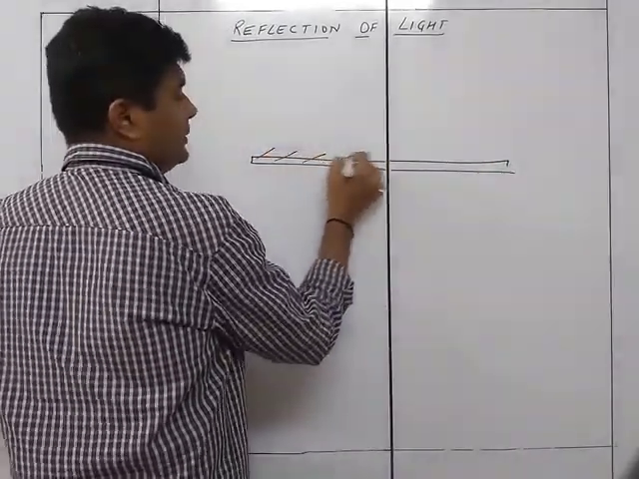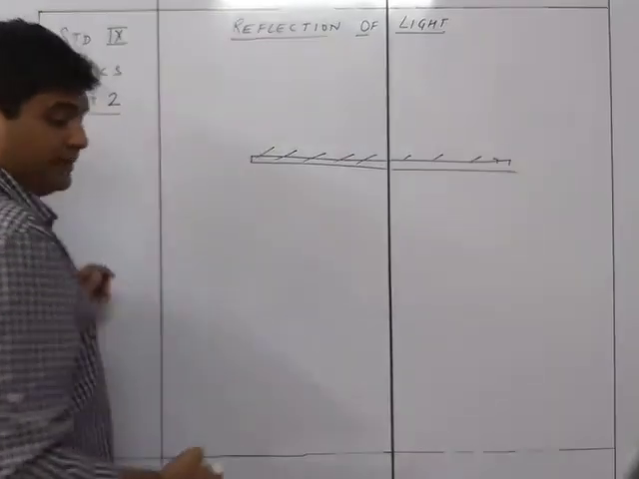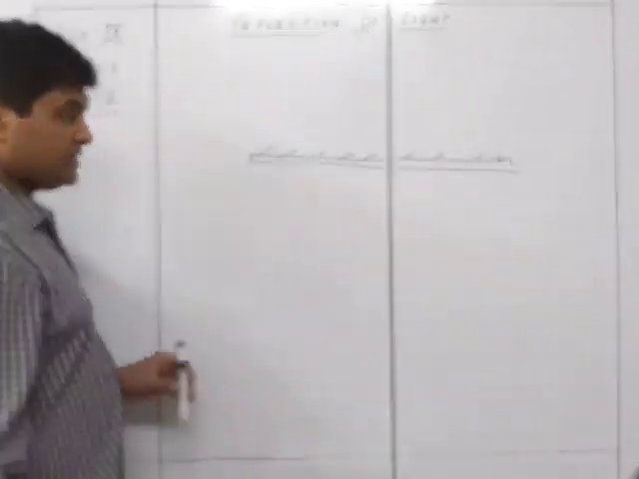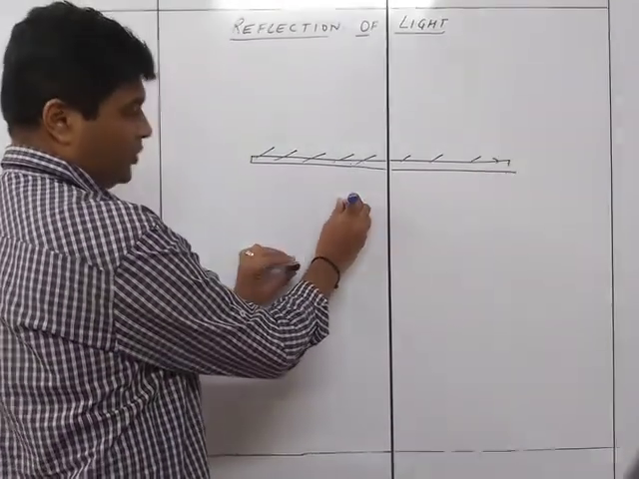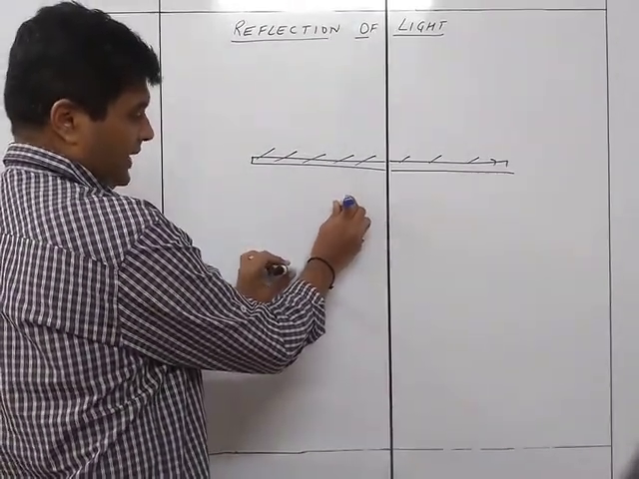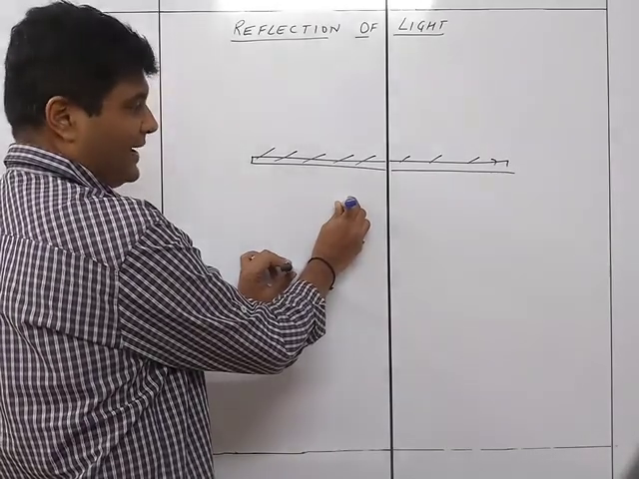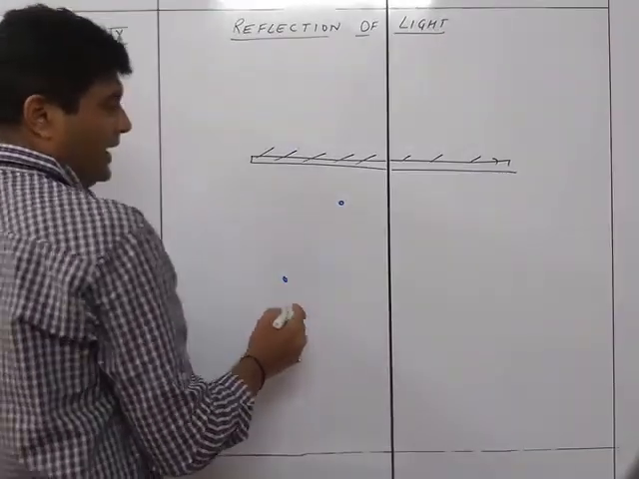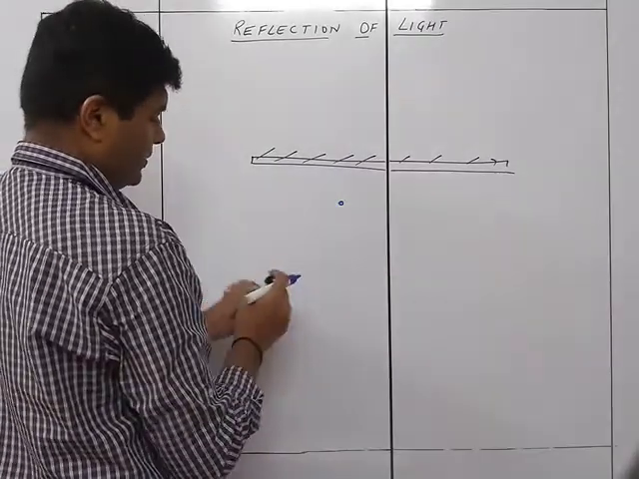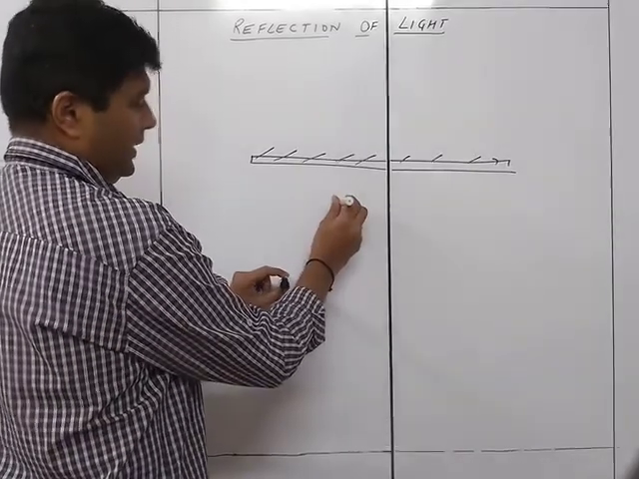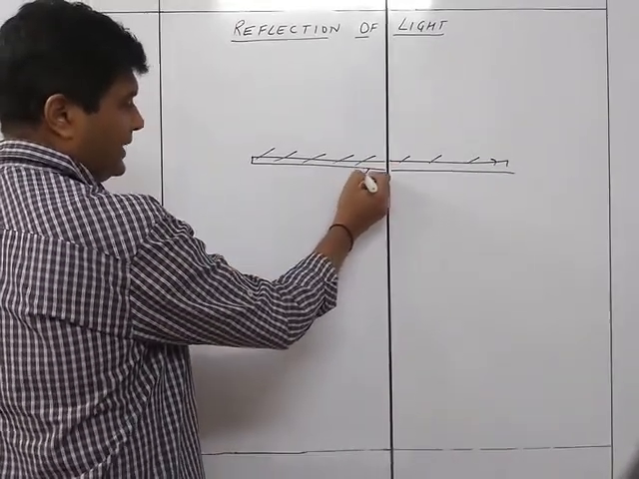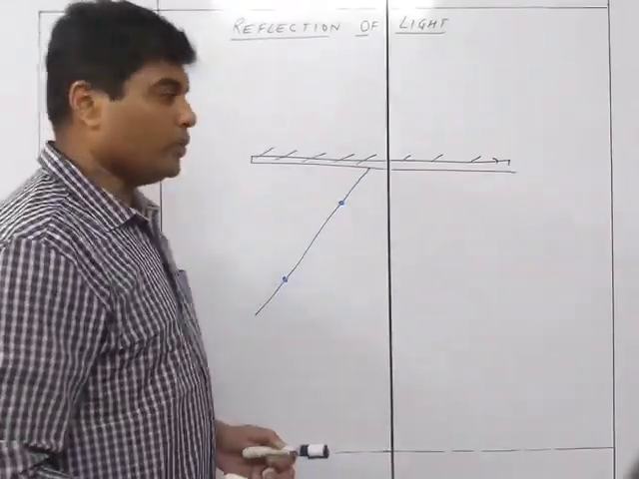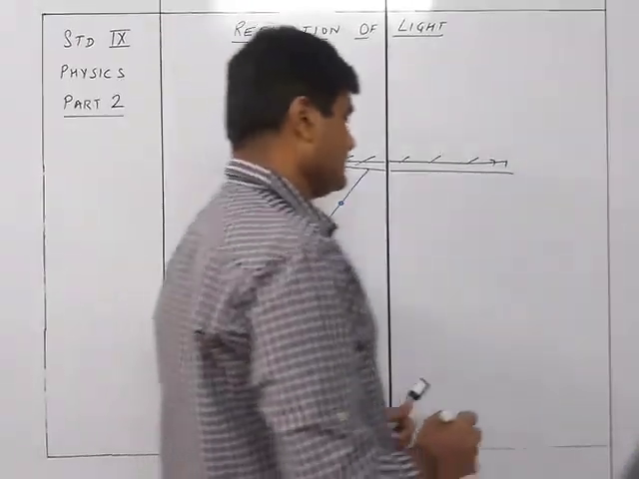So this is the opaque part and the reflecting part is on this side. Now what we do is, we are going to place two pins in a straight line like this. We are going to mark these two pins, 1 and 2, one over here and one over here, and draw a straight line passing through them like this. That's it. Now we are going to go on this side.